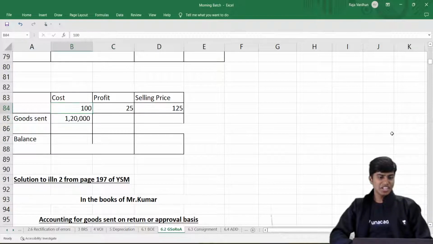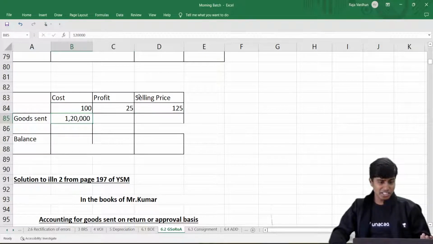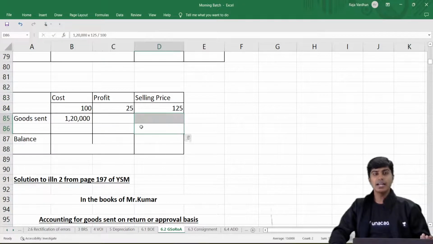Pretty easy. If it is 100 for 125, then how much for 1,20,000? A pretty simple comparison.